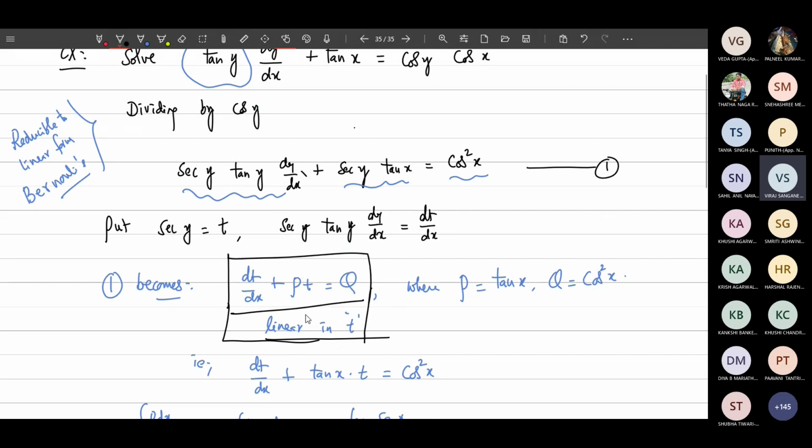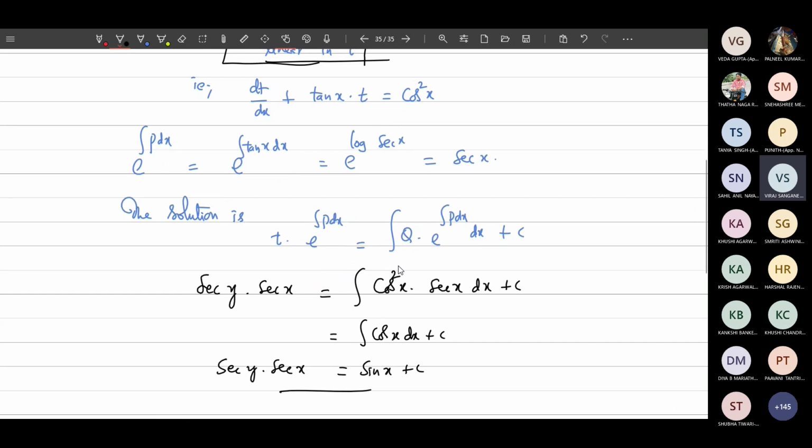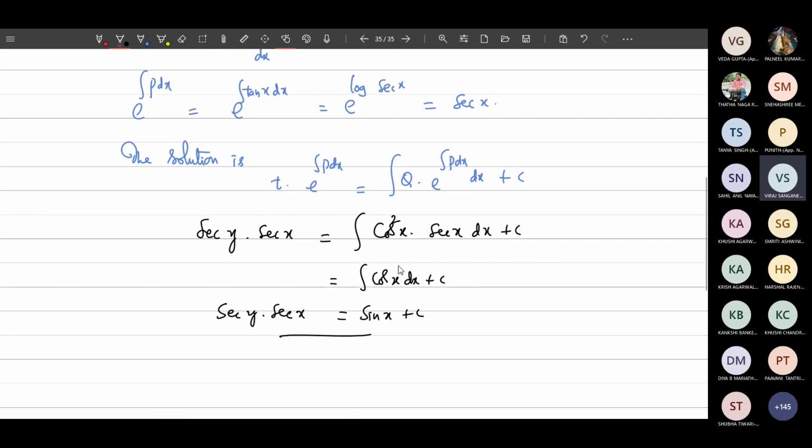Because one of the standard forms, dy by dx or dt by dx, we have to bring. So this way, getting rid of y is easier, so that the right hand side is a function of x. At last we have to back substitute what is t.